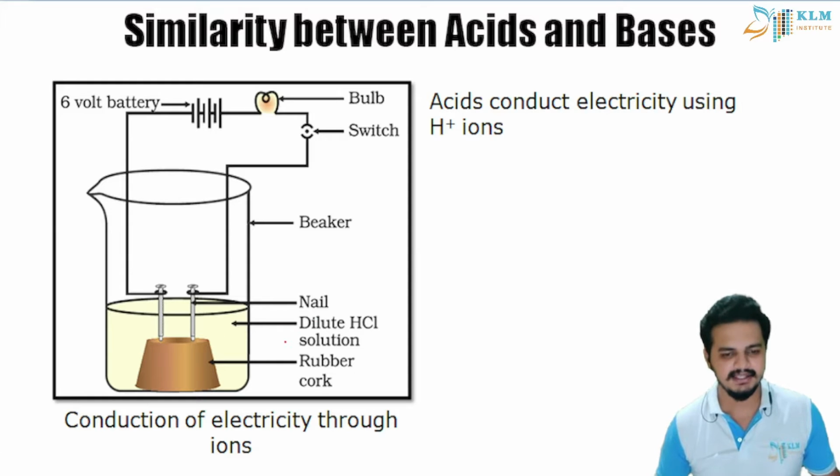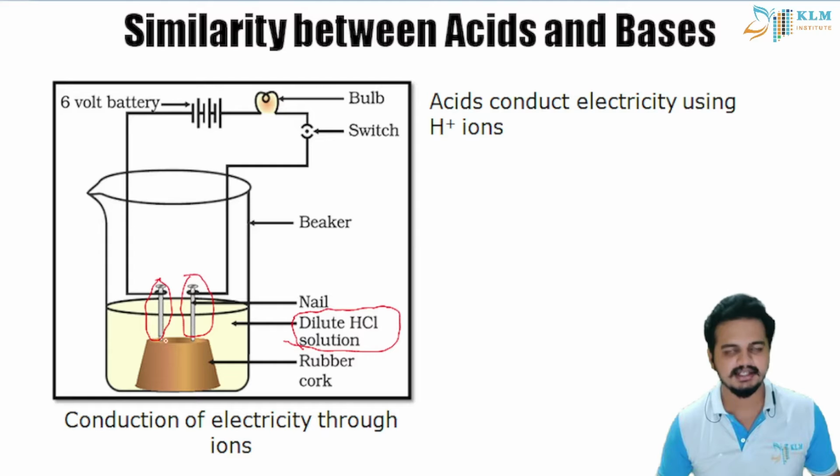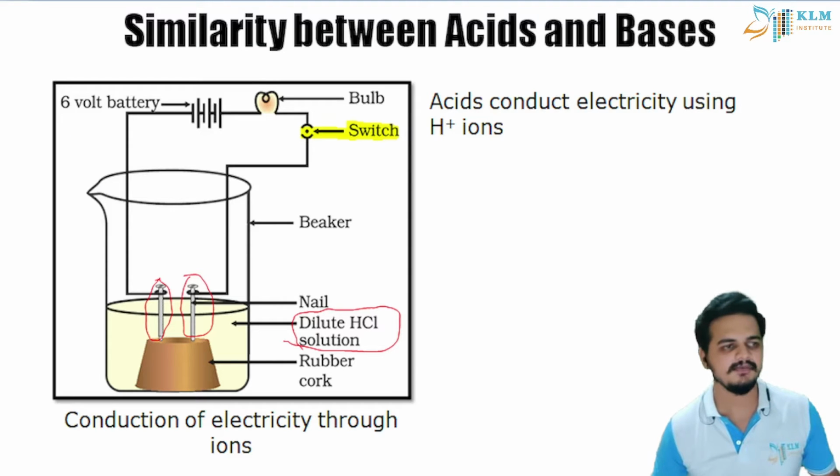So you can see dilute HCl is taken in a beaker and two nails are taken in a rubber cork, and it is attached to a battery, bulb and a switch. So what happens when you turn on the switch? In this case, the bulb glows. So we can tell dilute HCl solution conducts electricity.